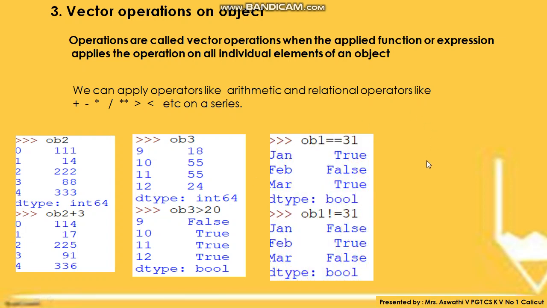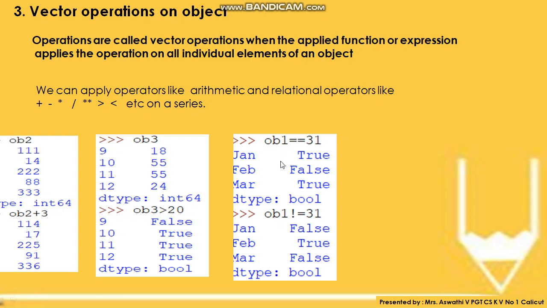See the next example. Again, relational operator equal to equal to. It is checking whether it is equal to 31. This OB1. OB1, remember this is January, February, March. That was our OB1, object 1. There, January was equal to 31, so it is true. March is also 31, so it is true. February is given as false. And OB1 not equal to 31 means it will be in the reverse way.